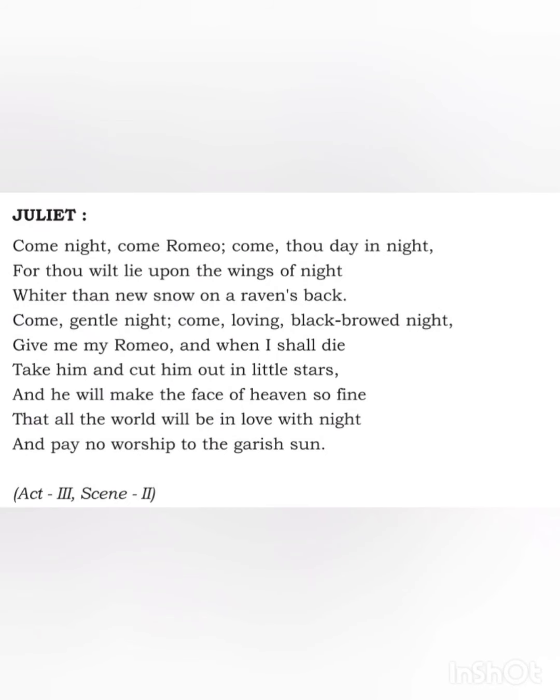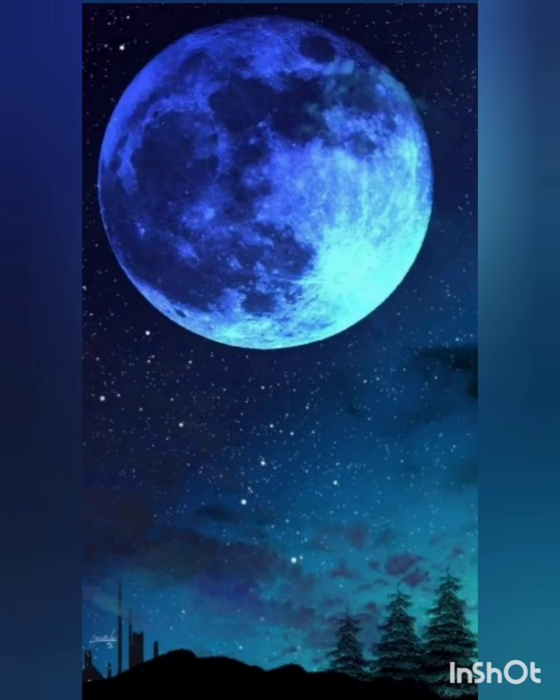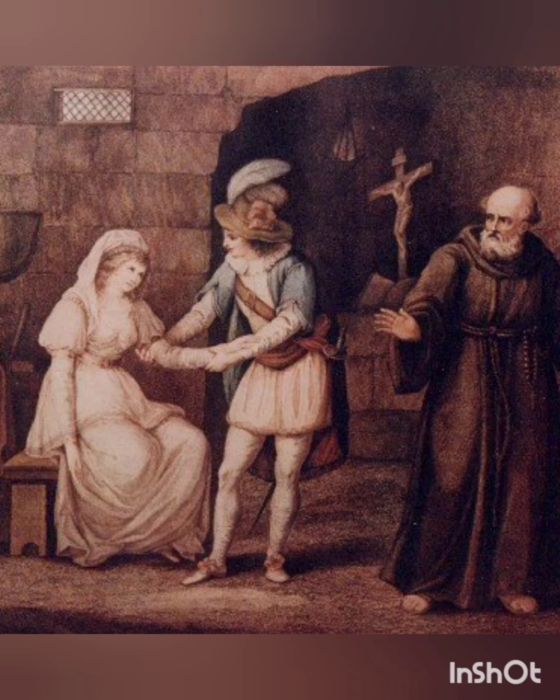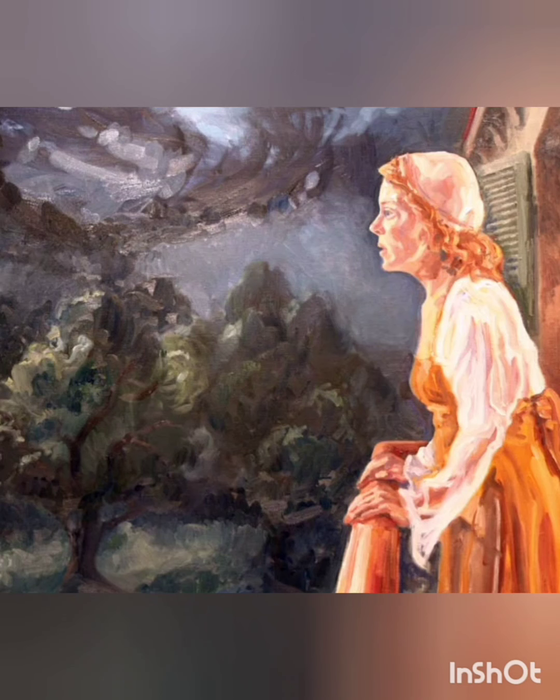Juliet's soliloquy is set in Act 3, Scene 2. This is an invocation to night. Romeo and Juliet are now husband and wife. Juliet is waiting for Romeo's arrival. He can only meet her under the cover of darkness.